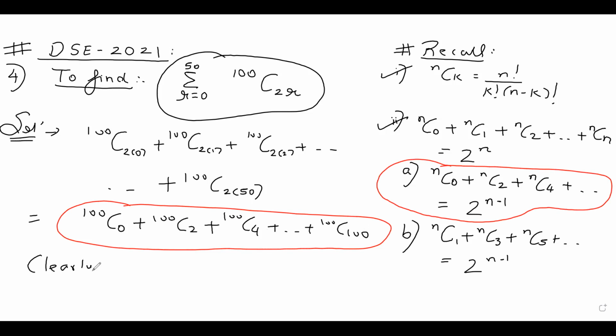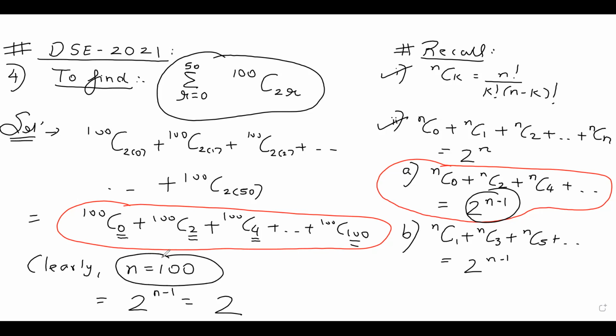Clearly, n is equal to 100. And you can see that these are all even numbers, 0, 2, 4, ... 100. So my answer is what? 2 to the power n minus 1. What is n? 100. 100 minus 1, 99. 2 to the power 99 is my answer for this question.